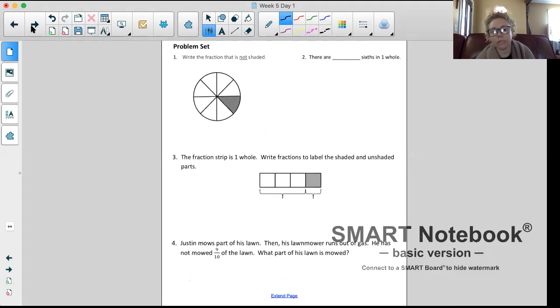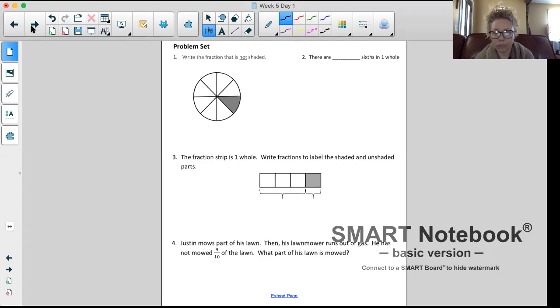Now we have our problem set. Your problem set you should be ready to work on independently. So if you want to pause the video, now is a good time to pause and do this work by yourself and then hit play so we can go over the answers together, okay? So pause your video and do problem set 1, 2, 3, and 4, and then we'll look at them together, all right?